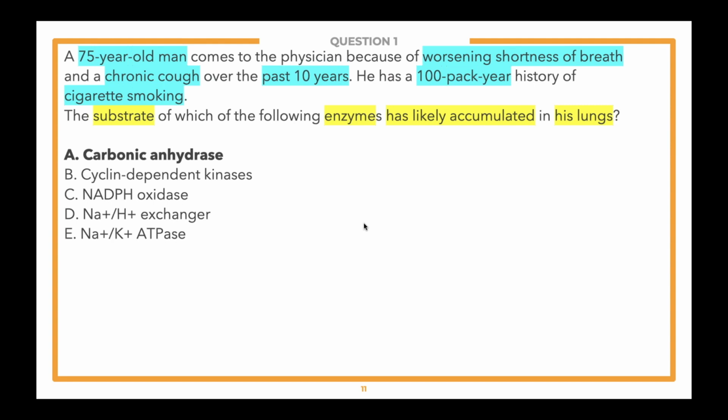Lastly, answer choice B, cyclin-dependent kinases. These are important for the progression of the cell cycle, and oftentimes they are unregulated in cancer, where they lose regulation of the cell cycle. So not really what's going on here with COPD. So the best answer choice here is answer choice A.